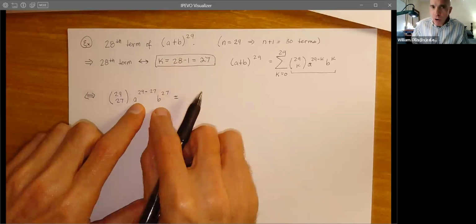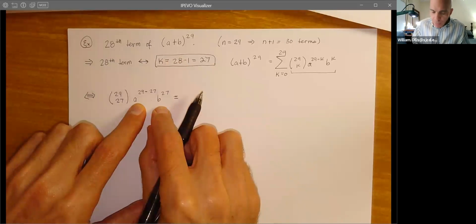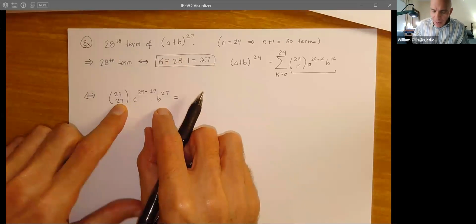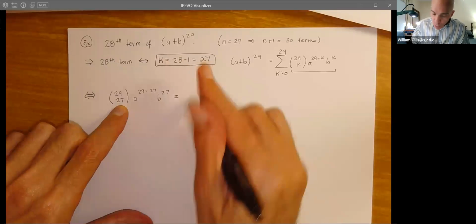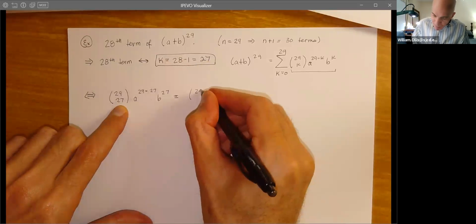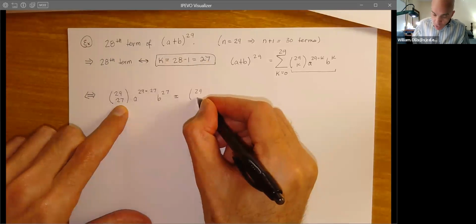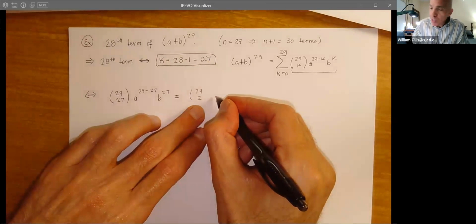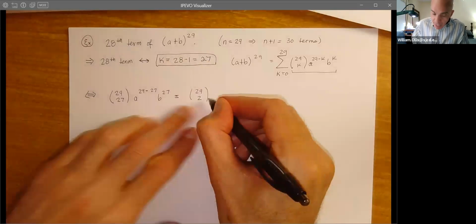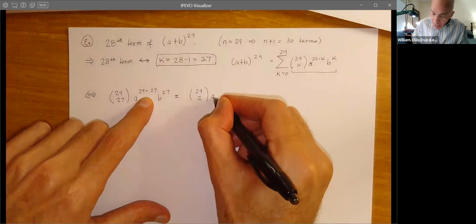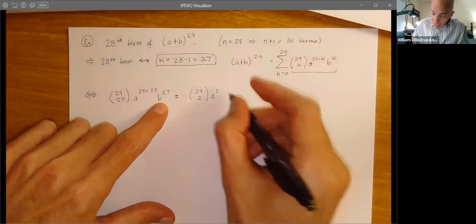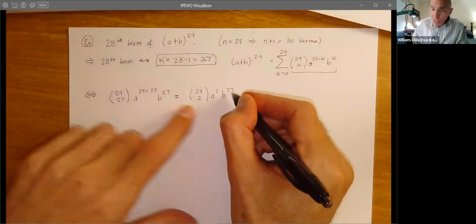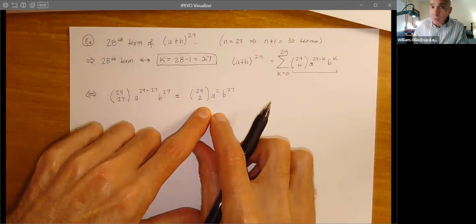Now the powers part is simple. That's the easy part. But now, of course, we're not going to compute that. We're going to use the identity. This will just be 29 choose 2, right? So 29 minus 27 is 2. So that's the computation for us. And then, of course, we get a squared and b to the 27th. So here's the actual term right here, ladies and gentlemen.